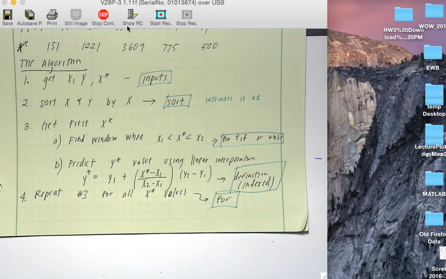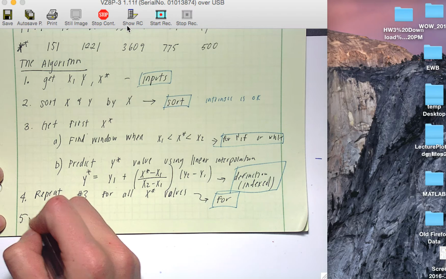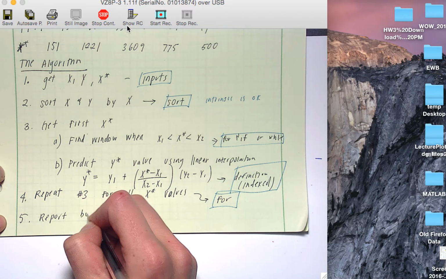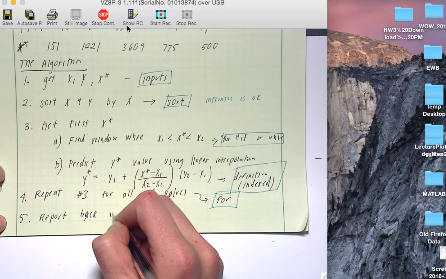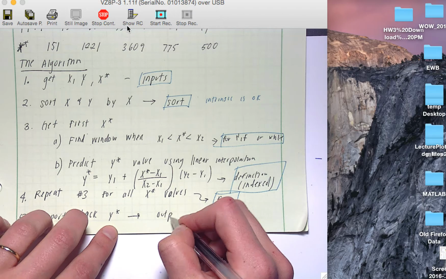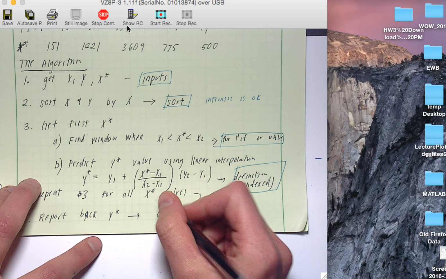And then the last step is report back what y star is. So that's just by providing the function with y star as the output.